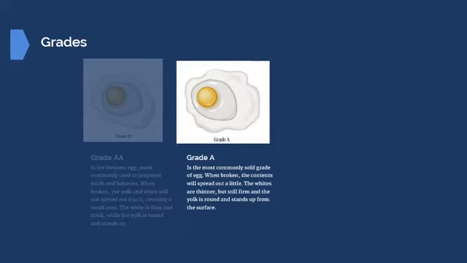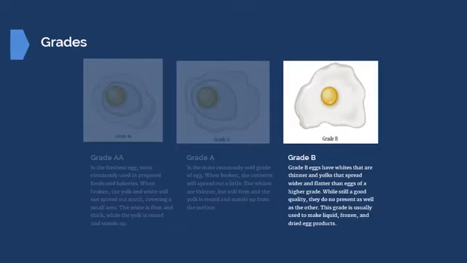Grade A is the most commonly sold egg and is often seen in grocery stores. When broken, the contents will spread out a little bit. The whites are thinner but still firm, and the yolk is round and stands up from the surface. Grade B eggs have whites that are thinner and yolks that spread wider and flatter than eggs of a higher grade. While still a good quality, they don't present as well as others. This grade is usually used to make liquid, frozen, or dried egg products.